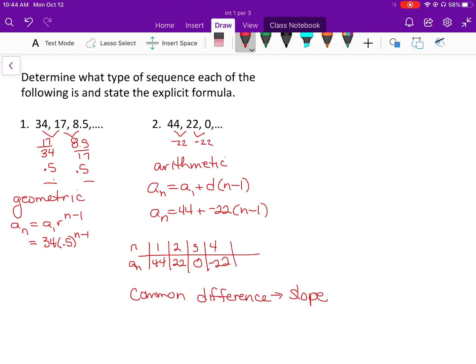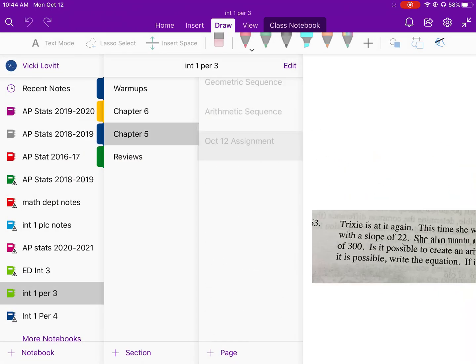All right. So let's get started with our classwork, since you're going to have to read the problem from my iPad. All right.